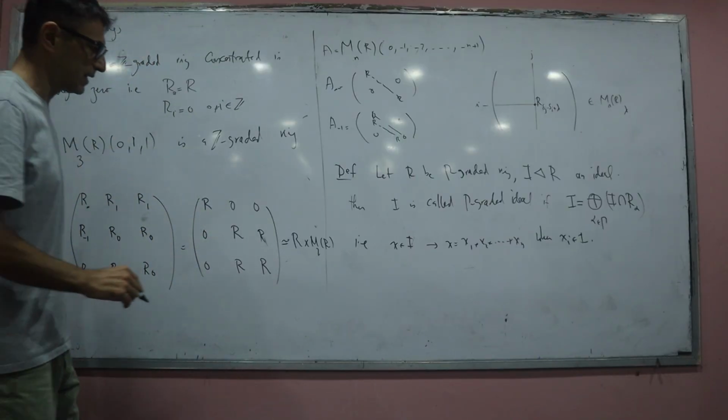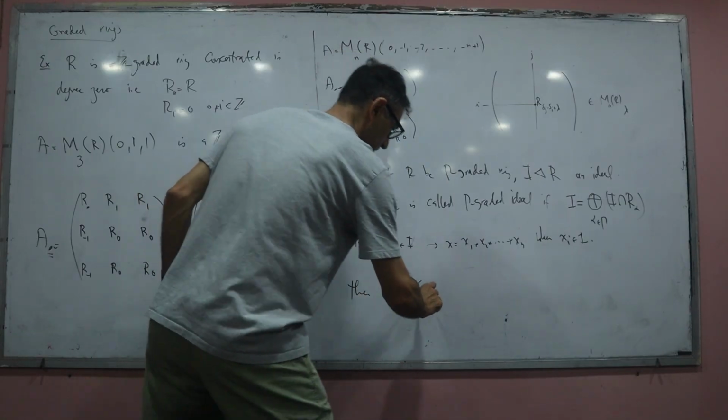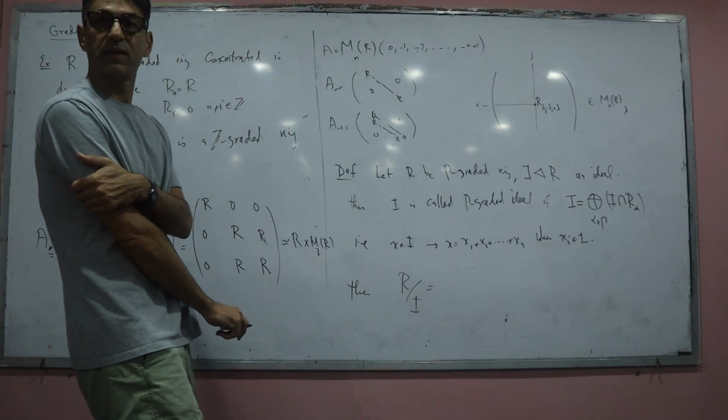So if you do that, then immediately you can see that this is a gamma graded ring also.